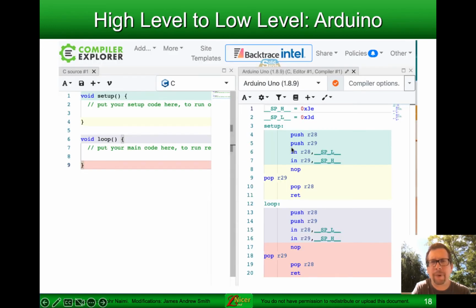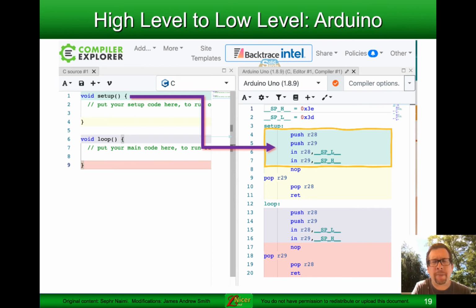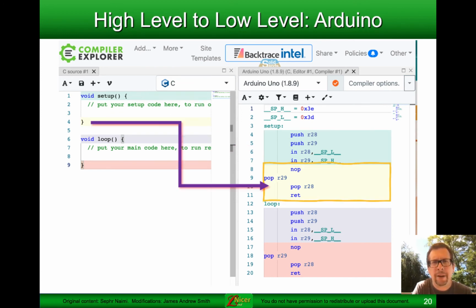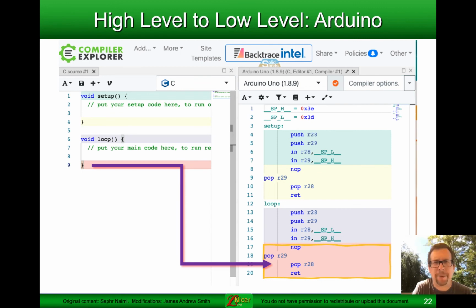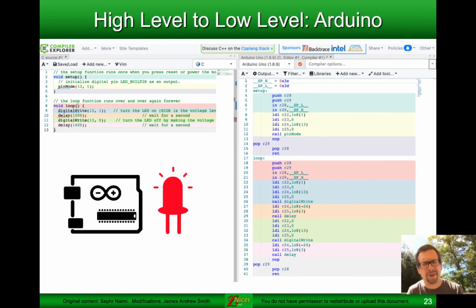Okay, so here is a bit of a closer-up view. The setup prologue is in green. You can see it's got two pushes and two ins right there. Then the epilogue for it is a no operation, then two pops and then a return. Then the loop function has a prologue right there, two pushes and two ins. And then its epilogue is one no operation, then a pop, then another pop, then a return. All right, there wasn't much going on there, just two functions being set up and basically executed.